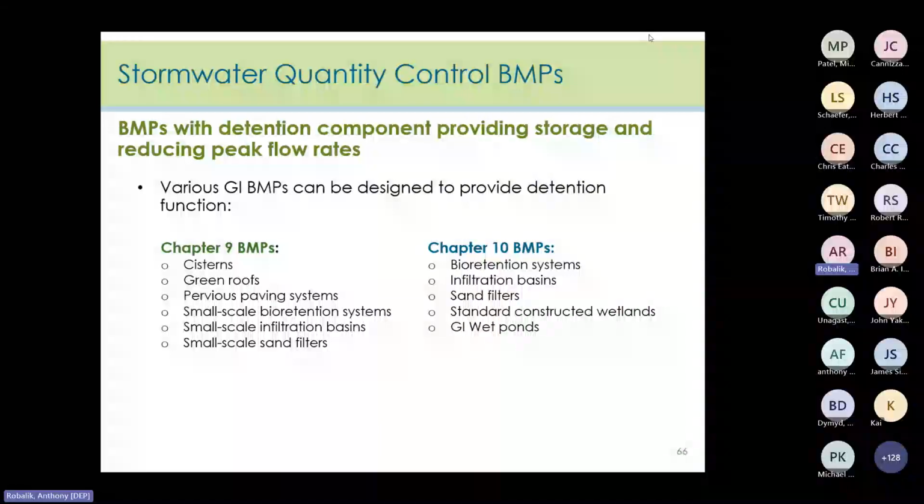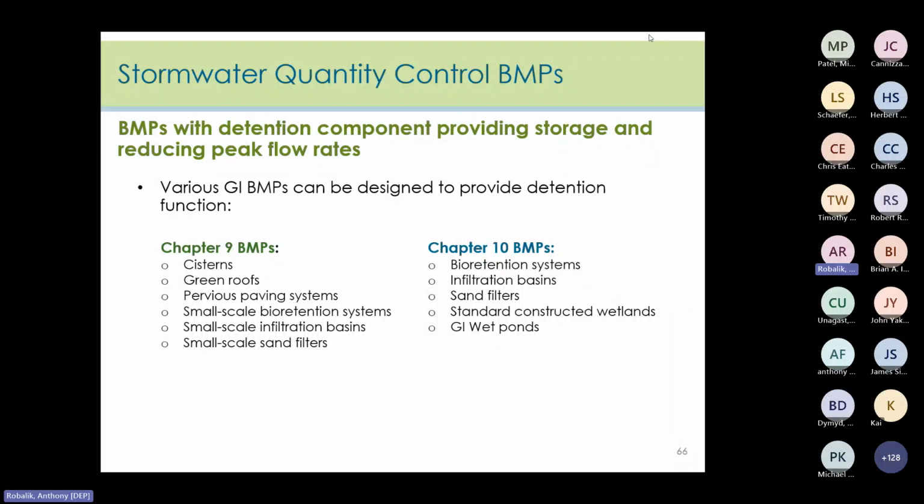So here's a list of the various Chapter 9 and 10 BMPs that can provide detention or a detention function. So we see BMPs such as pervious paving systems, small-scale bioretention systems, infiltration basins. Note that the BMPs listed here are considered GI, which are required to be used to meet the stormwater runoff quantity control standard. And note that Chapter 11 BMPs, which are not listed here, would only be eligible to meet the stormwater runoff quantity requirement if a waiver or variance from 7:8-5.3 was granted.